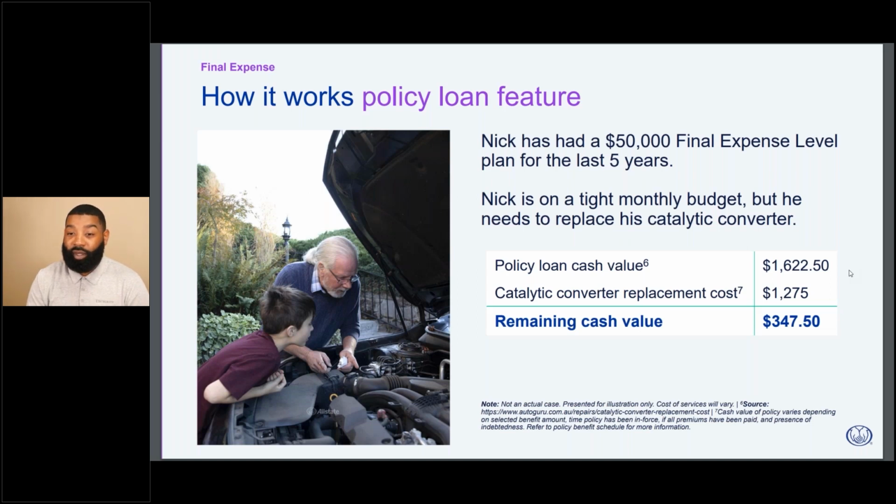Nick is on a tight monthly budget, but he needs to replace his catalytic converter. Policy loan cash value is $1,622.50. A catalytic converter replacement is $1,275. Remaining cash value: $347.50.